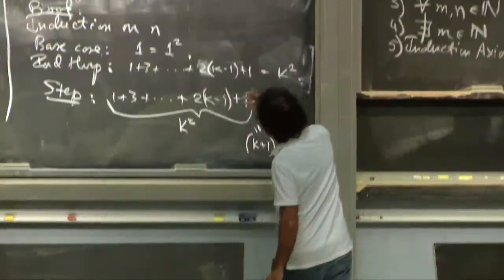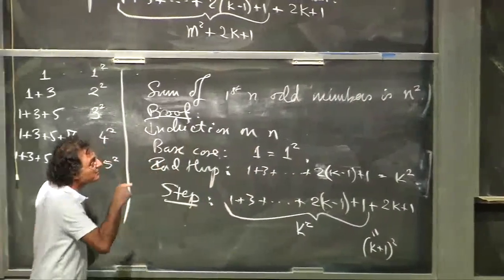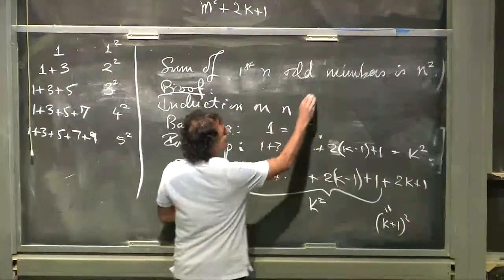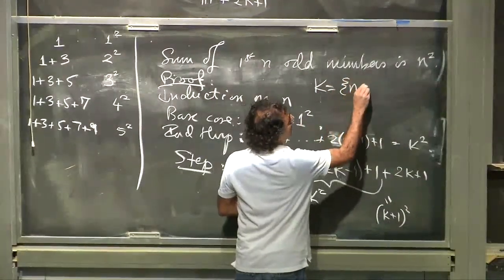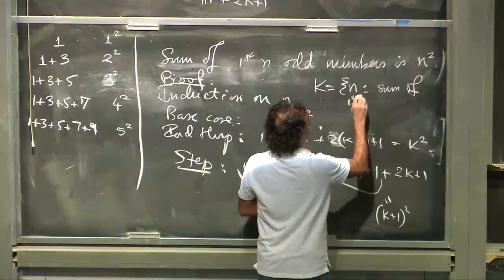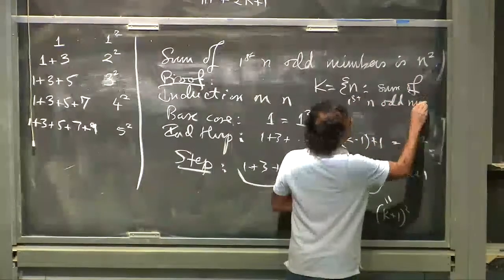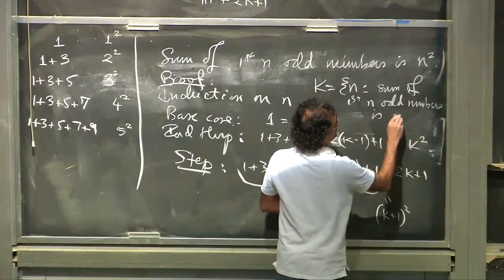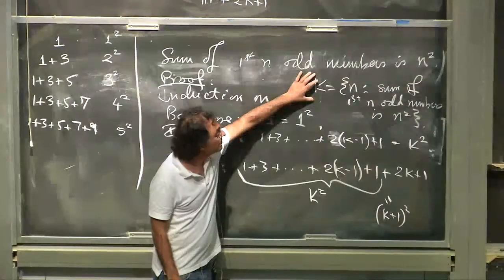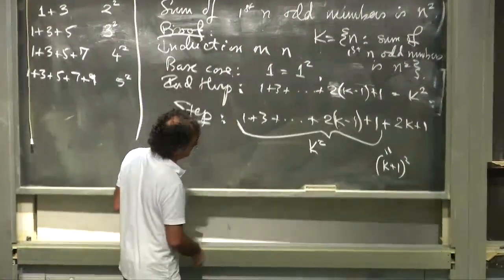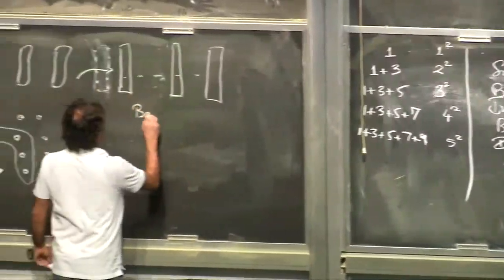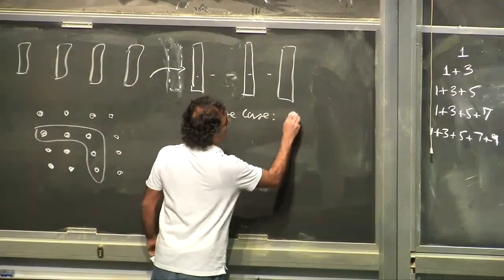Because that's what we are doing here. We are saying for which values of n does this statement hold? Call that set of n. Let K be the set of n such that the sum of first n odd numbers is n squared. Okay? Here's a set K. What are we showing about K in this proof? Well, what we are saying is base case: 0 is an element of K.